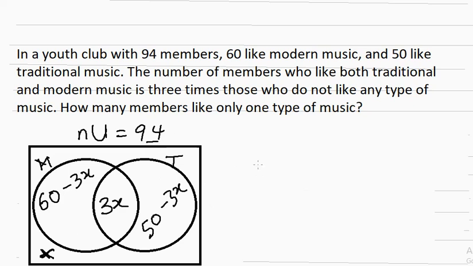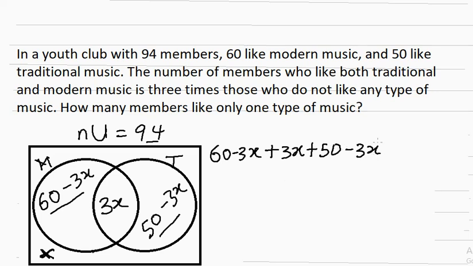Now we are asked to find how many like only one music. So the people that love only one music are those that love modern only, which is 60 minus 3x, and those that love traditional only, which is 50 minus 3x. To solve it, I need to find the value of x. So let's add everything together: 60 minus 3x, plus 3x, plus 50 minus 3x, then plus the one outside, plus x. Everything should yield 94.